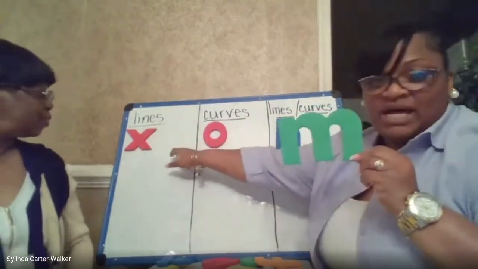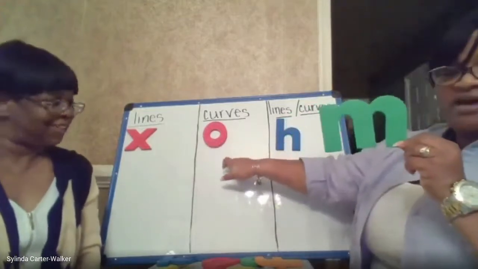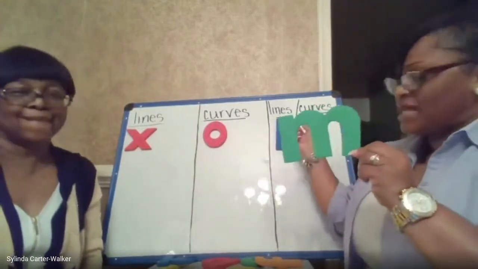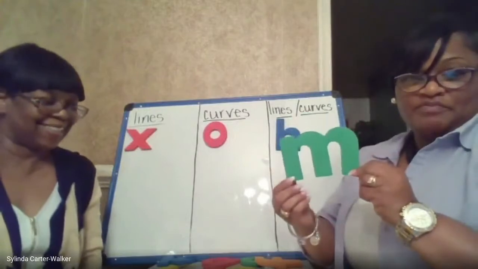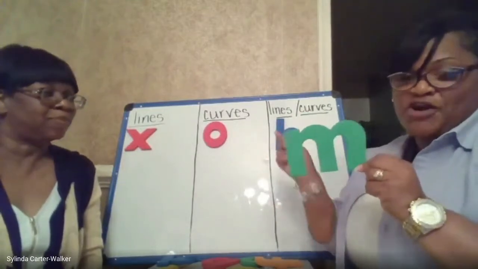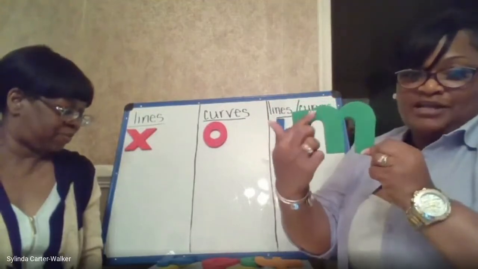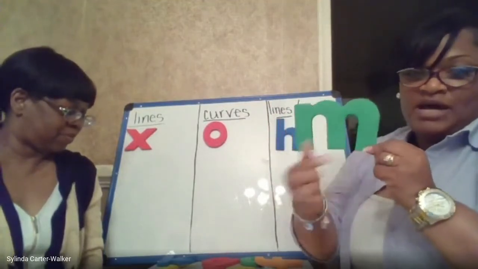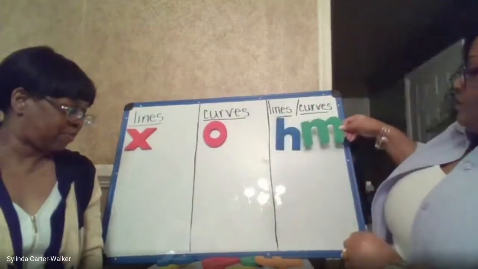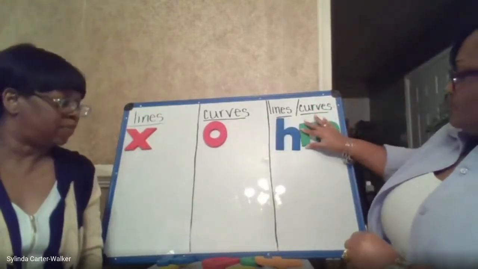Does it only have lines? Does it only have curves? Or does it have lines and curves? If you said lines and curves, you are correct. It has a line here and two curves. So I'm going to put the letter M under lines and curves.